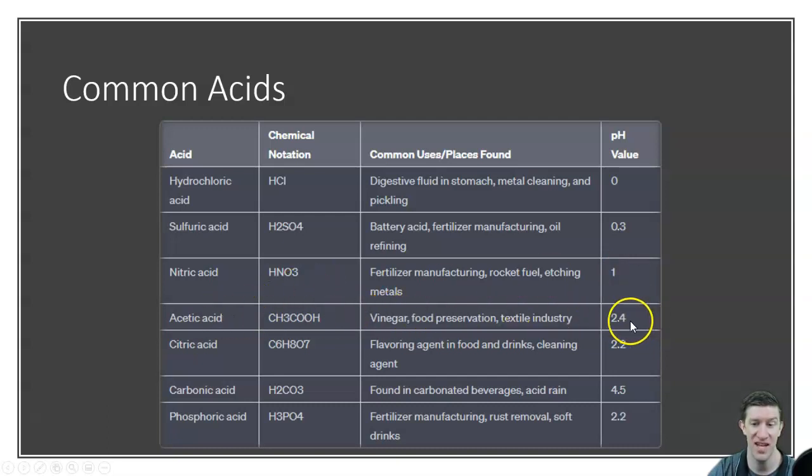Acetic we saw before in vinegar, still pretty acidic. Pure acetic acid is a 2.4. Citric going down, that's the one we see in our fruits and lemons, 2.2. Remember, lemon has that really distinct taste. It's because of the acid that it tastes that way. Carbonic, our soft drink, is a 4.5. And phosphoric is more for rust removal, soft drinks, things like that. It's a little bit less aggressive than the carbonic.